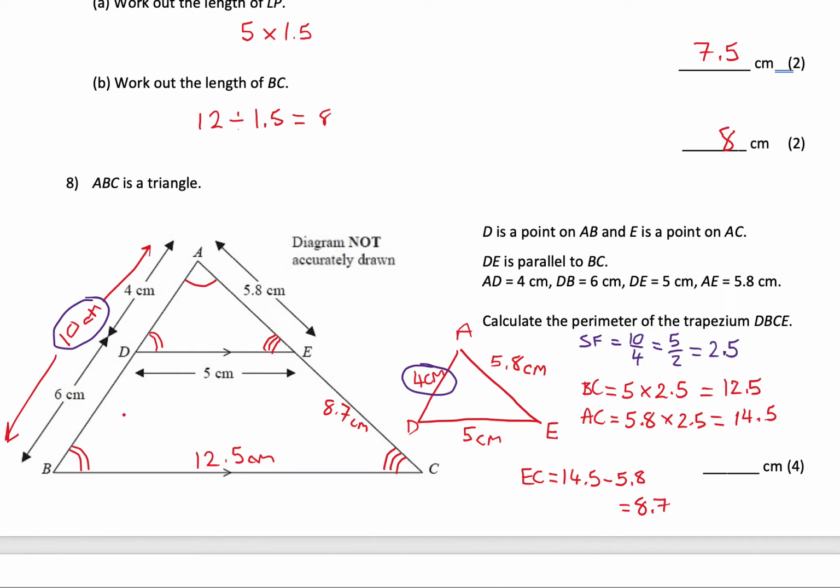So the total perimeter is these things added together: 6, add 5, add 8.7, add 12.5. And that gives us 32.2.